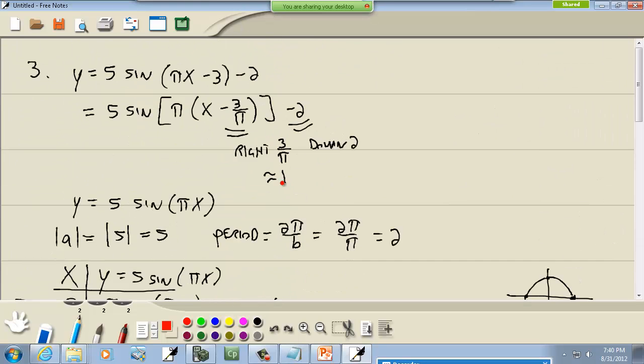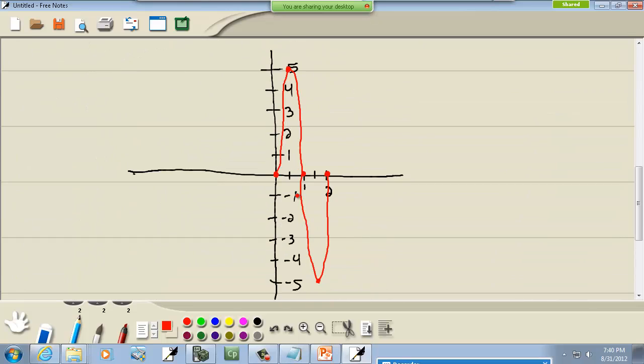And then we're going to shift it right 1, down 2. So we're going to go right 1 and down 2. Okay. So move this point here right 1, down 2. That'd be right there. This one, move it right 1, down 2. That'd be right there. This one, right 1, down 2.